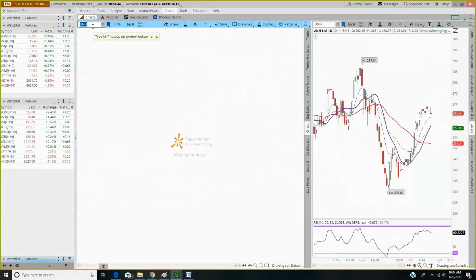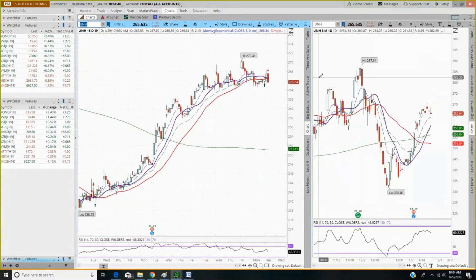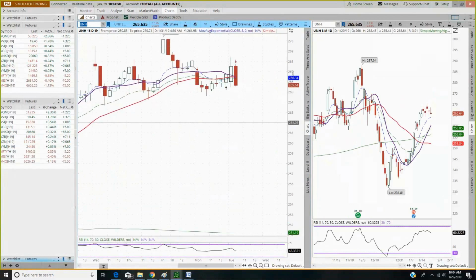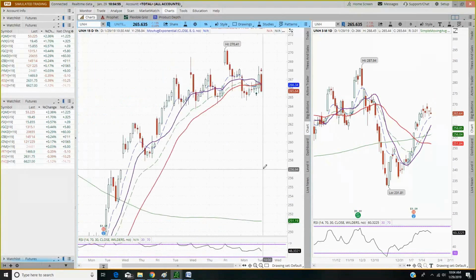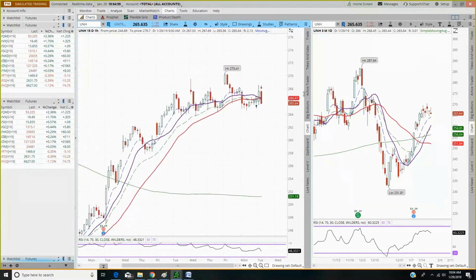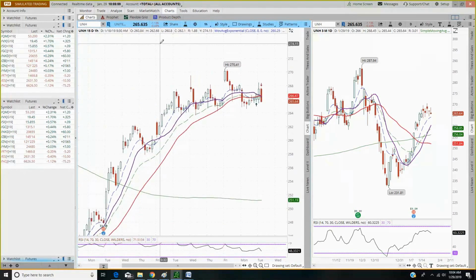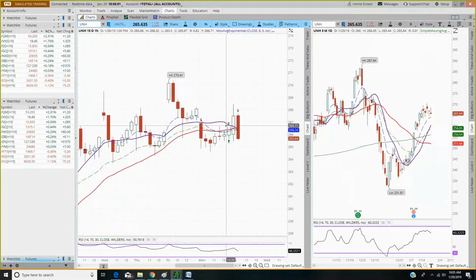Now, I'm also in UNH. Okay? Now, I kind of anticipated the break. I'm sorry, but sometimes I've seen these patterns so much, I anticipated the break. So I'm not saying that you should anticipate the break. But what I did see is I saw these two cross. So this is as close.